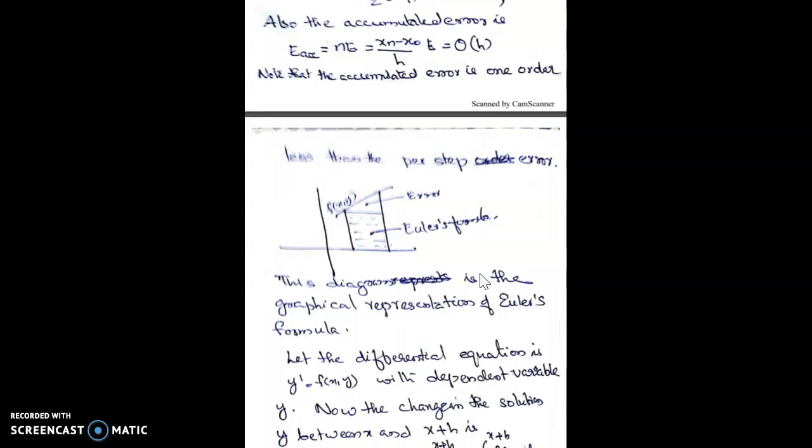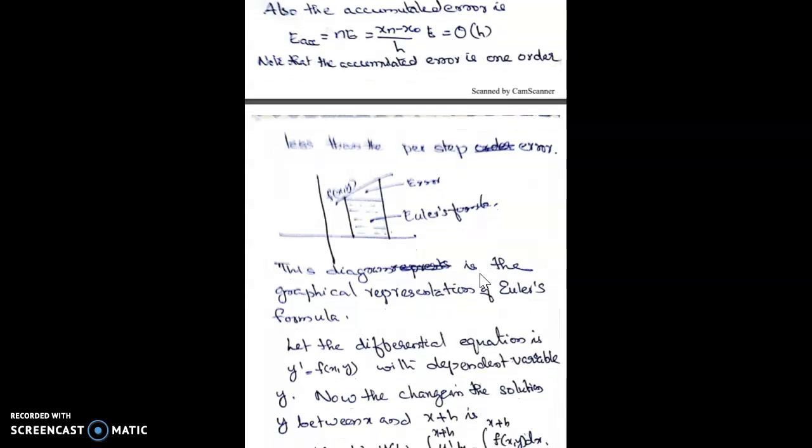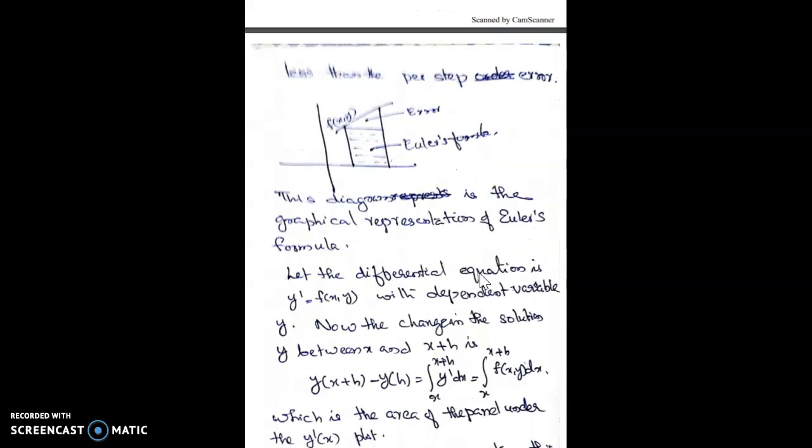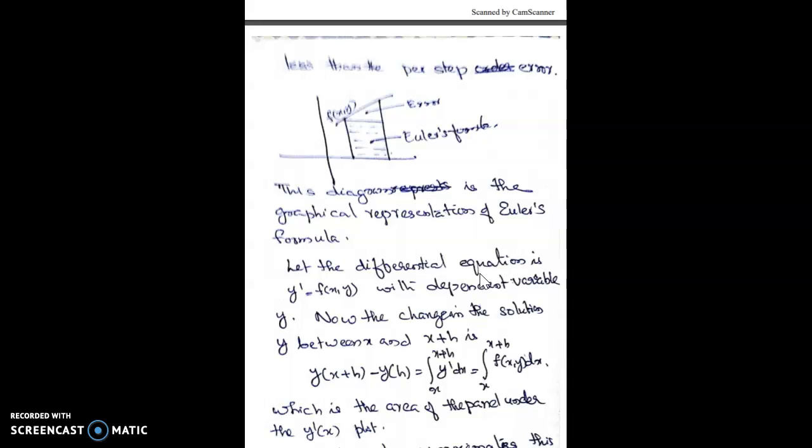Then the differential equation is y' = f(x, y) with dependent variable y. Now the change in the solution y between x and x + h is y(x + h) - y(x) = integral from x to x + h of y' dx = integral from x to x + h of f(x, y) dx. It's the area of the panel under the curve y' plot.